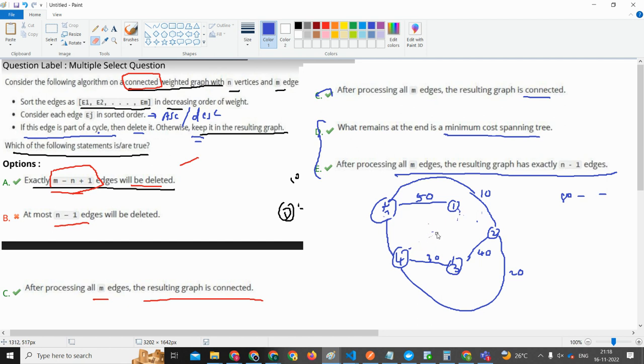Yeah, exactly. So now that has to be 50. We can't do that. 50, we cannot delete it. So then 40, right? Seems like I cannot delete 30.